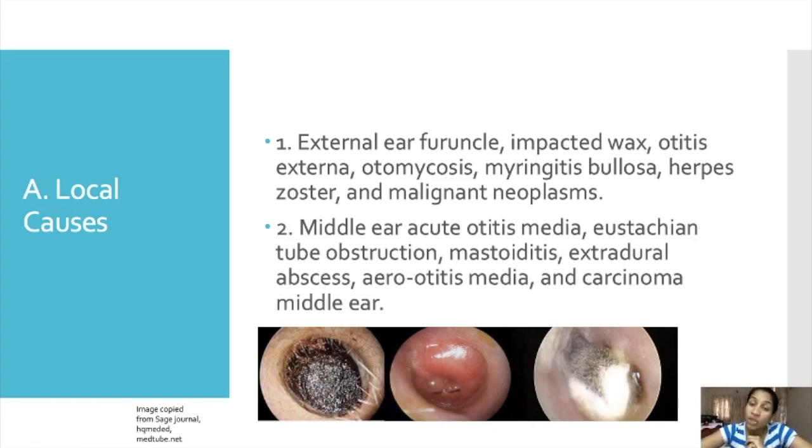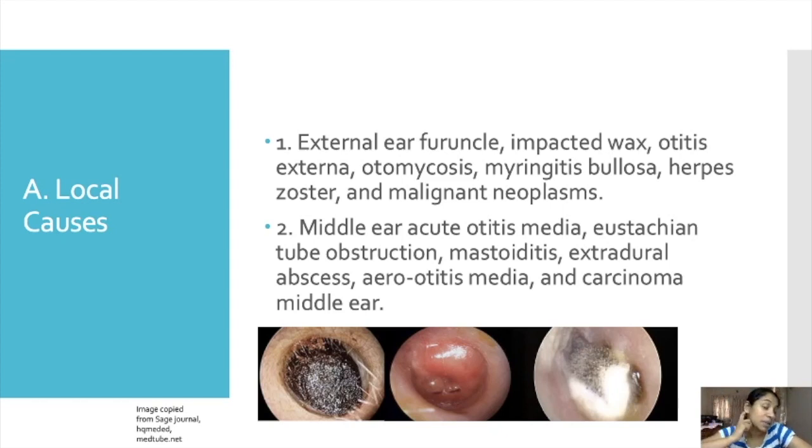Middle ear: acute otitis media. Acute otitis media is an acute infection affecting the middle ear. Eustachian tube obstruction. As you all know, the middle ear is connected to the pharynx via the eustachian tube. So any obstruction at either end, the lower end or upper end of the eustachian tube, that is eustachian tube obstruction, will also cause ear pain.